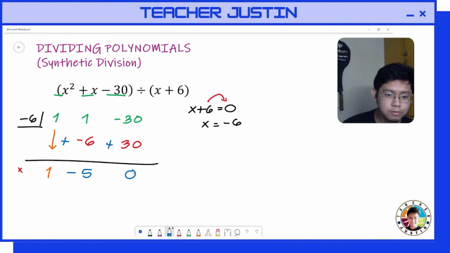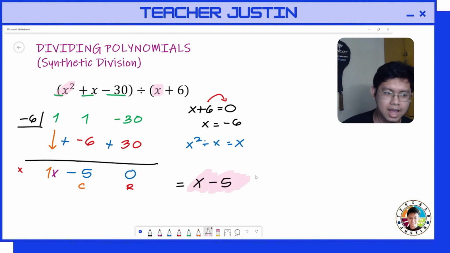Then, after we apply synthetic division, let's identify our leading term. Since we divide x squared by x, our leading term will be their quotient. So x squared divided by x is equal to x. So we will start our quotient with the variable x, followed by our constant, followed by the remainder. And in this case, our remainder is 0. Okay, so let's write our final answer. So the quotient of these two polynomials will be x minus 5. And that will be our final answer.